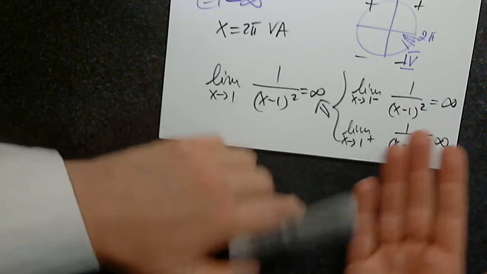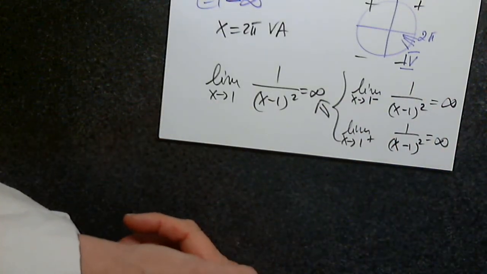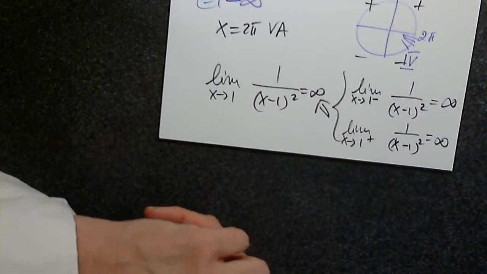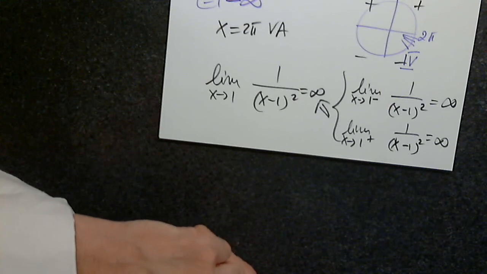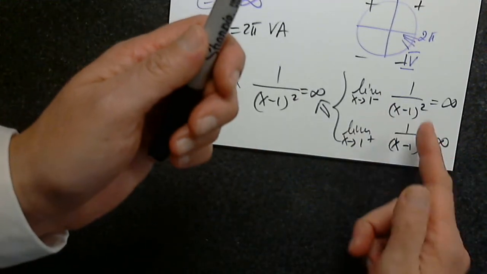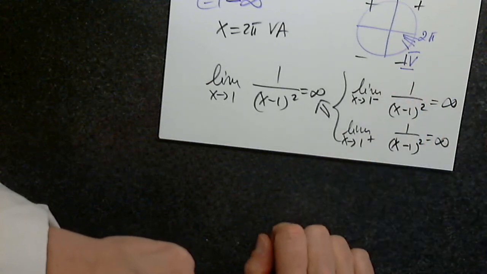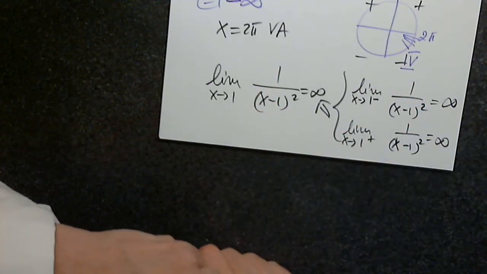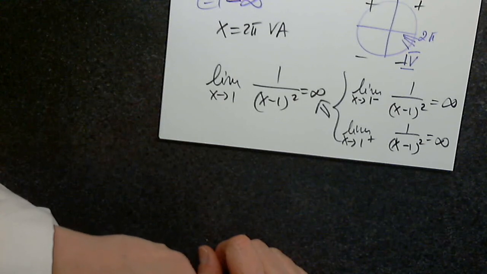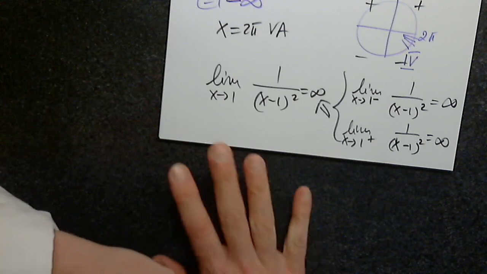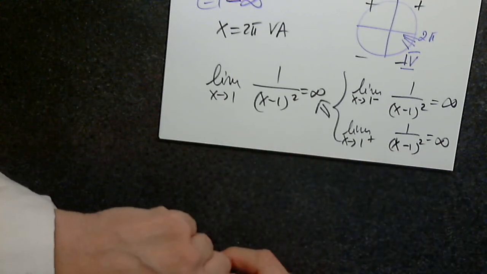But this is a positive function, I will never get a negative infinity out of it. It's not possible. No matter what I plug in, I have to square it. So this is always a positive number. But I get 1 over 0, so it has to be infinity. Is this okay? Everyone? Yes? Okay. Moving on.